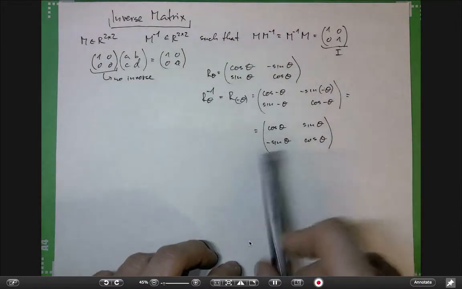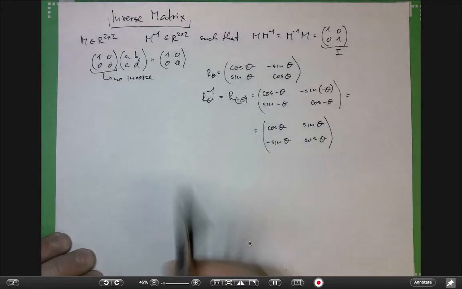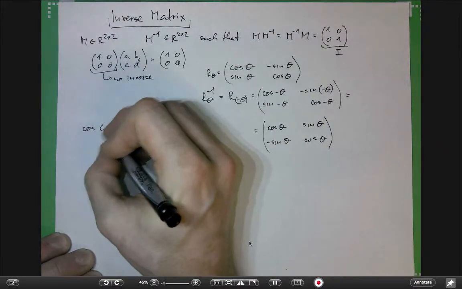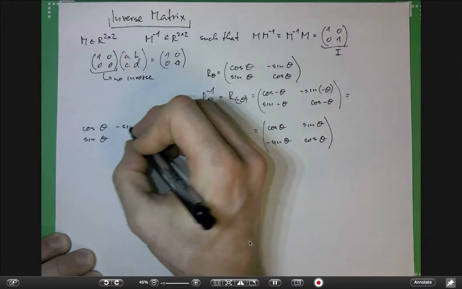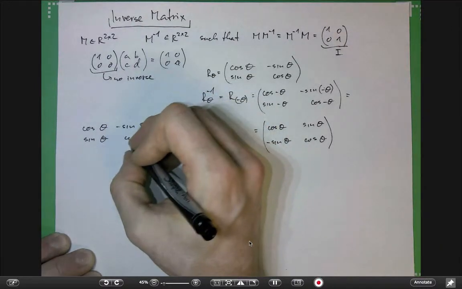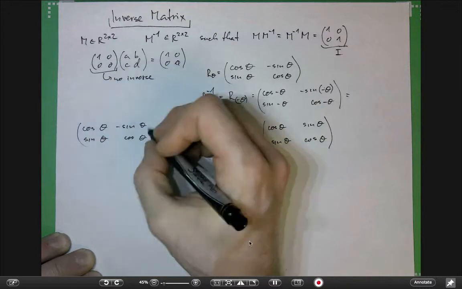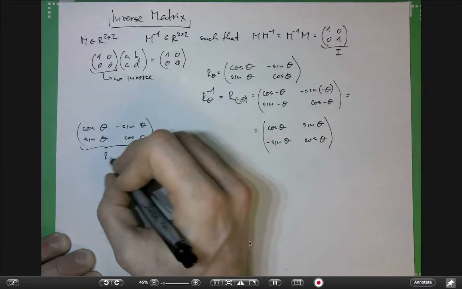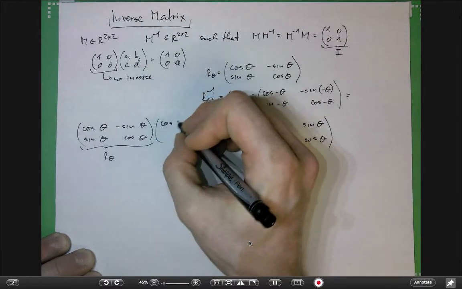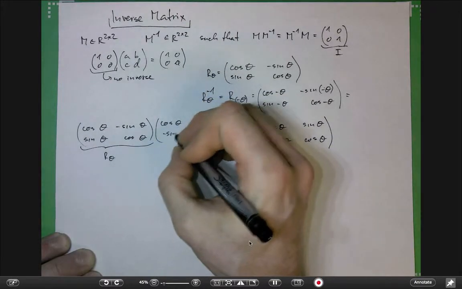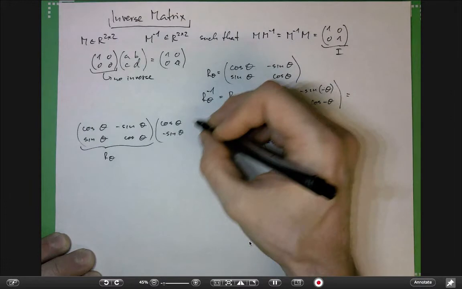So this is the form, right? And you can easily verify that this indeed is an inverse matrix. So this is R theta, I'm just copying it here. And I copy here the R minus theta, and we try to multiply them to see if it really is the inverse, which it should be, right?